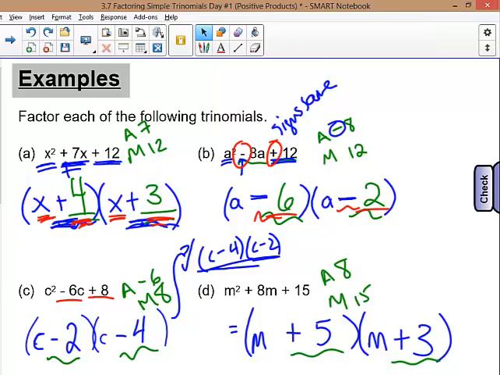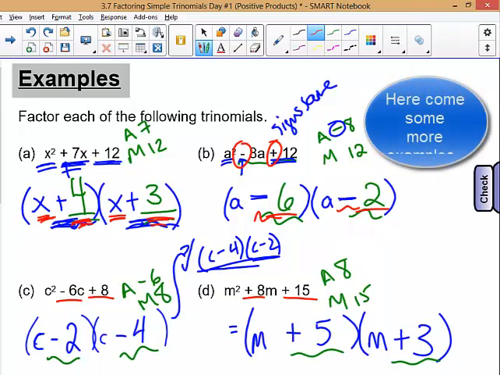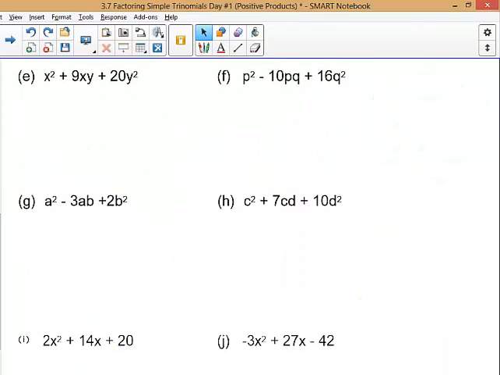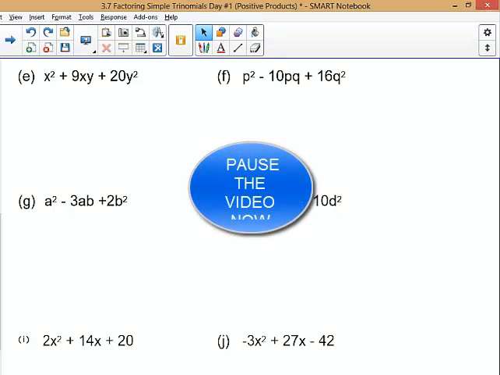Okay, so that's fine. With question D, again, D is really similar to the very first in that both signs had to be the same. They had to be addition because both of those were positive. They added together to be a positive number and they multiplied together to be a positive number. Okay, here's 6 examples. So I want you to pause the video, give these 6 examples a try from start to finish, and then unpause your video and come on back to us.